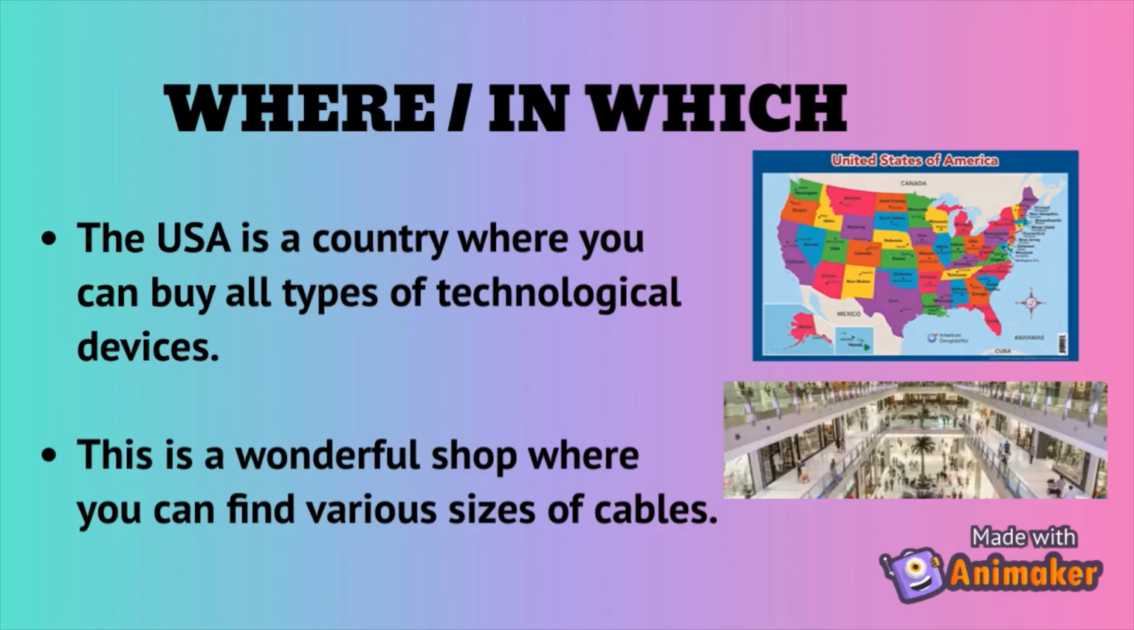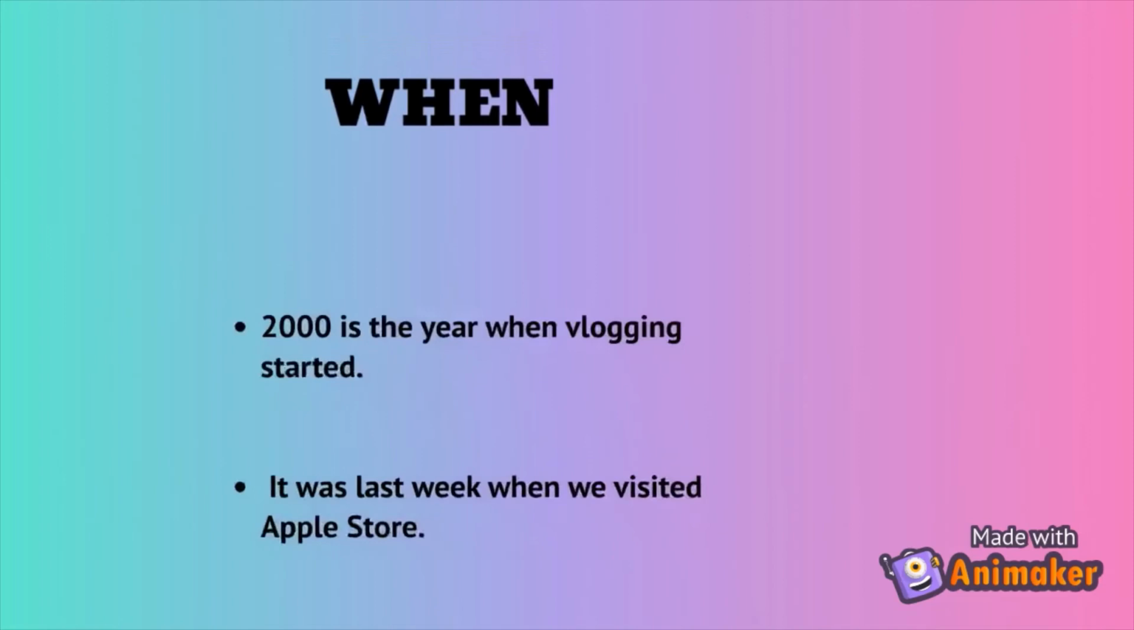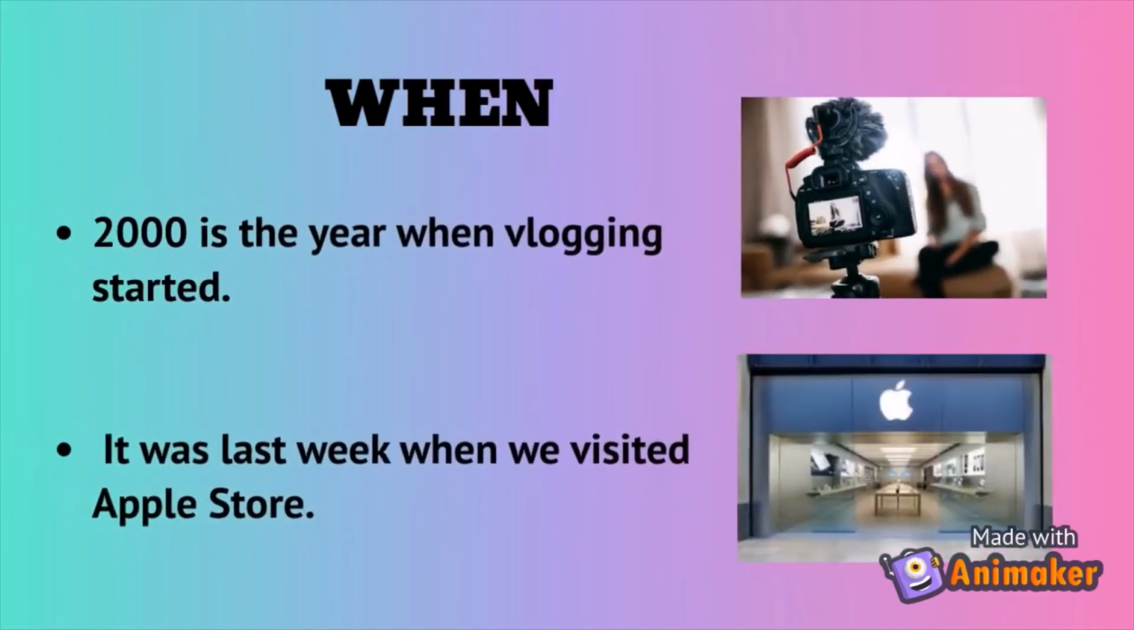This is a wonderful shop where you can find various sizes of cables. There is a hidden there at the end of the second sentence, where replaces its meaning. We use when with times to make it clear which time we are talking about. 2000 is the year when vlogging started. Normally, we say that vlogging started then, which refers to 2000. However, we omit the hidden then and put when instead of it.